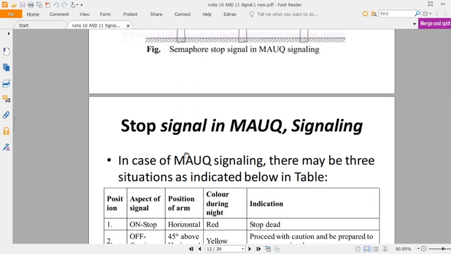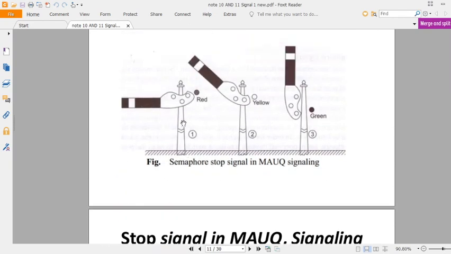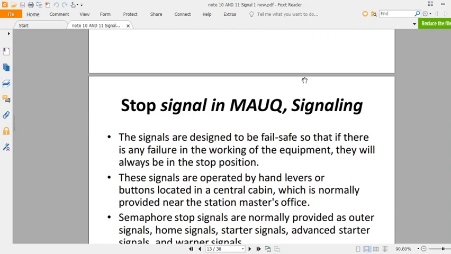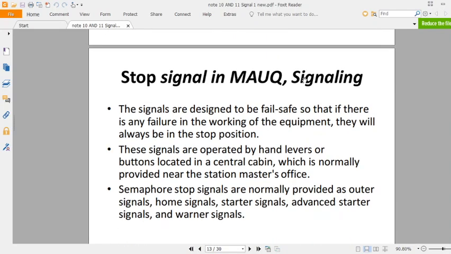The first position and aspect of the signaling is on, or stop, and the color during this position is red and it indicates stop. The next position is off caution, which shows a yellow light and indicates proceed with caution and be prepared to stop at the next signal. Next is green, which indicates proceed at maximum permitted speed.